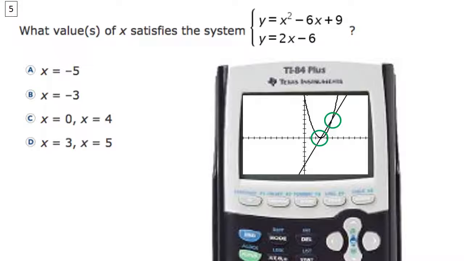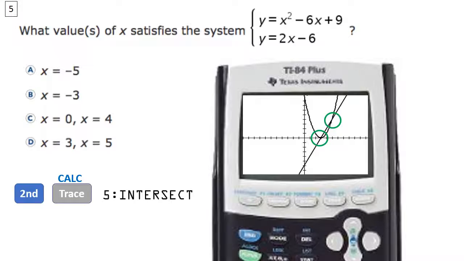Now, we could always trace it, but again, we've seen over and over again that tracing is not very exact. If I needed it a little more exact, we hit second, trace, which gives us that calc menu, and then the 5th thing on that list is going to be intersect. So second, calc, intersect, and then it's going to ask you first curve, second curve. It should pick those automatically. Just enter, enter.